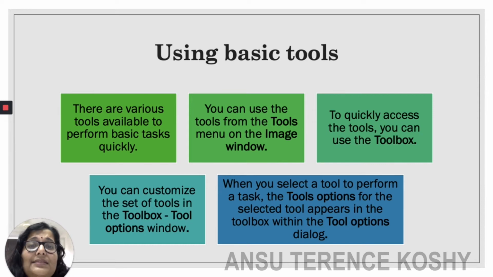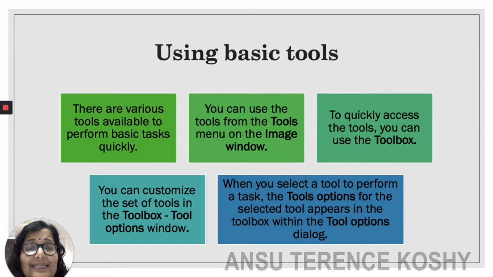To quickly access the tools, you can use the toolbox. If you want to use it very fast, and you don't want to go to the Tools menu, then you have the toolbox on the left side. From that, you can access the things you need. You can customize the set of tools in the toolbox. If there are some tools that you require frequently, that is, you need the brush or a pencil to write on it or do corrections, these tools which are required most often should be kept in the toolbox so that you can quickly select and use them.